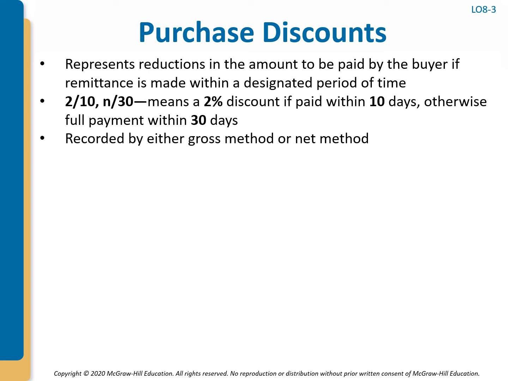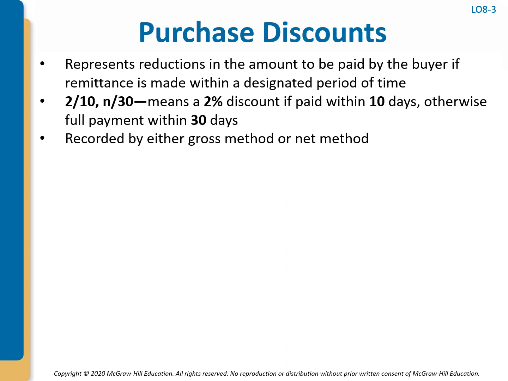Purchase discounts represent a reduction in the amount to be paid by the buyer if remittance is made within a designated period of time. The notation is 2/10, n/30. 2/10, n/30 means a 2% discount if paid within 10 days, otherwise full payment within 30 days.